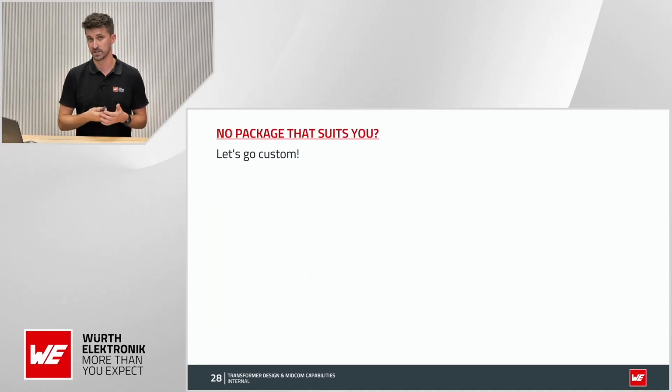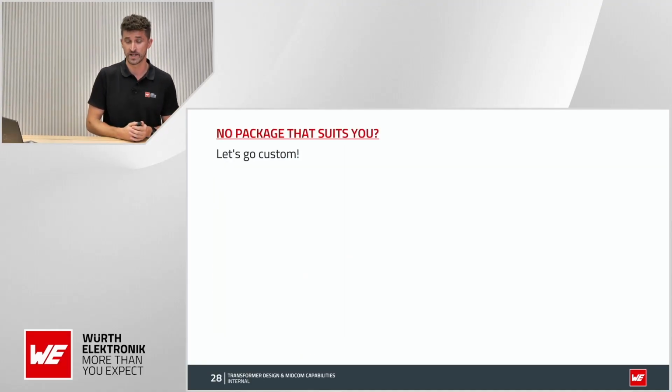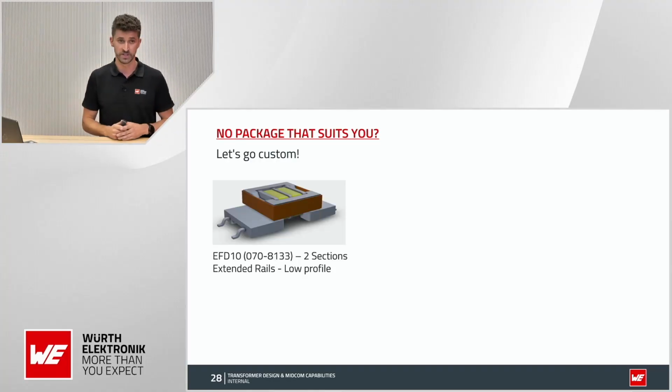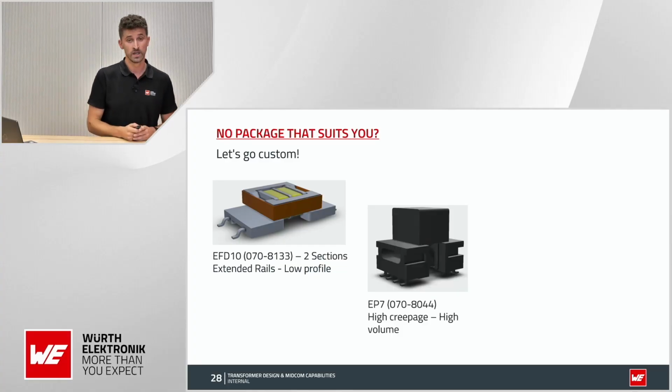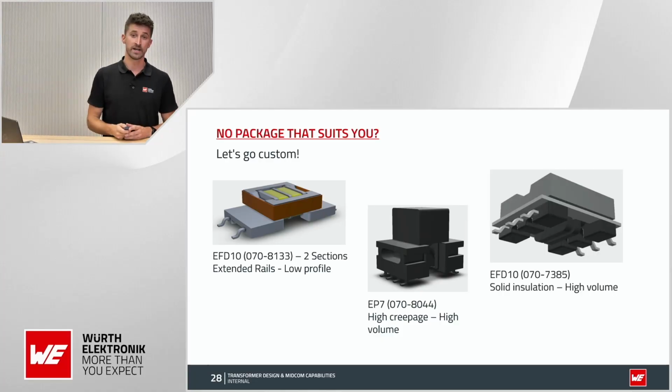And if in the previous slide I did not convince you, or you did not find any package you like, we can also go custom. So I present here some examples of the parts we developed. For example, this is an EFD10 with a 2-section bobbin and extended rails, designed for low profile. Now we have an EP7, where we modified the bobbin to achieve high creepage, and we reinforced it to also obtain a very high level of automation in our factory. And then another EFD10, where there was a requirement of solid insulation between primary and secondary, so we added a center flange and a plastic barrier between the core and the windings.